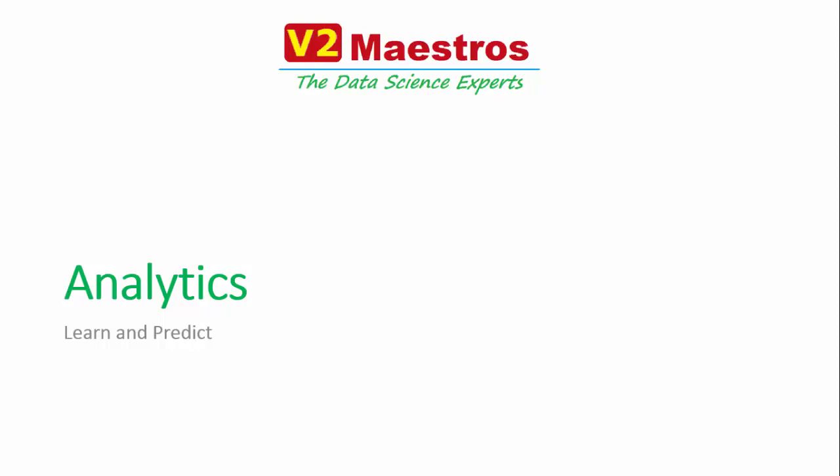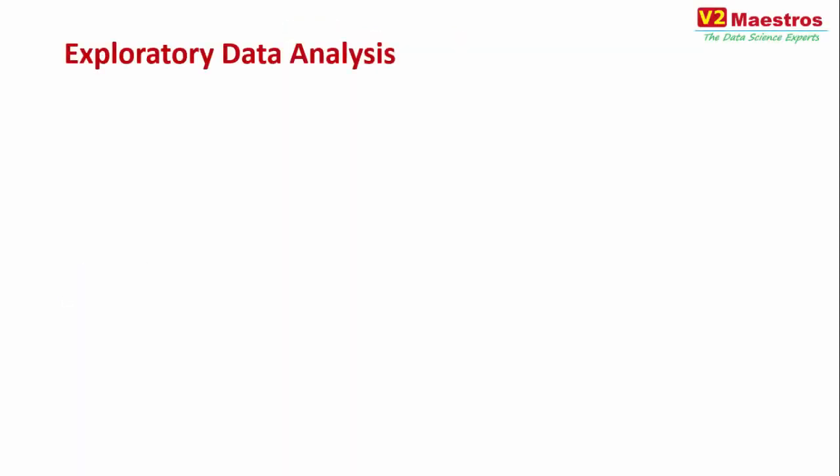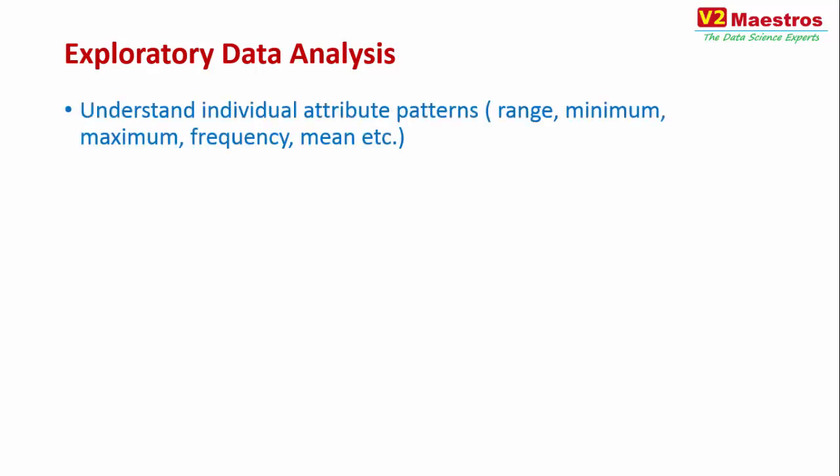Continuing on the data science lifecycle, the third phase is analytics, where you're trying to learn from the data and do your predictions. The first step in analysis is what is called exploratory data analysis, or EDA in its short form, a very famous short form in data science. What you're going to do in EDA is understand individual attribute patterns. Like you take age as an attribute. You want to understand things like the range, minimum values, maximum values, the frequency distribution, mean, things like that.